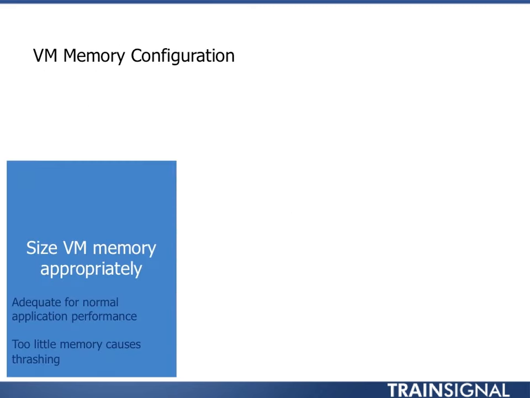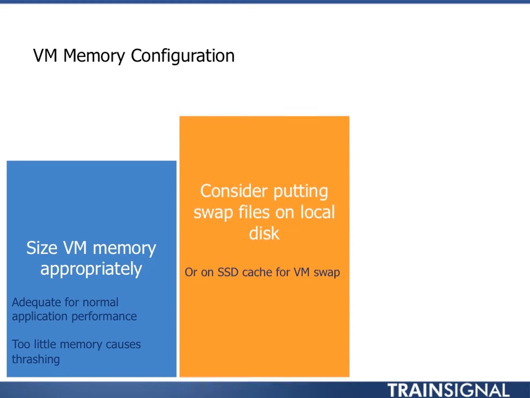Memory configuration. Obviously size memory appropriately. Too little causes thrashing and swapping within a guest. So keep an eye on that. There's less issue over-provisioning VM memory than there is over-provisioning virtual CPUs, because again, we can do things like transparent page sharing, ballooning, compression, but once you hit compression, you're about to start swapping. But we can do things to overcommit, and guests will only use what they really need.